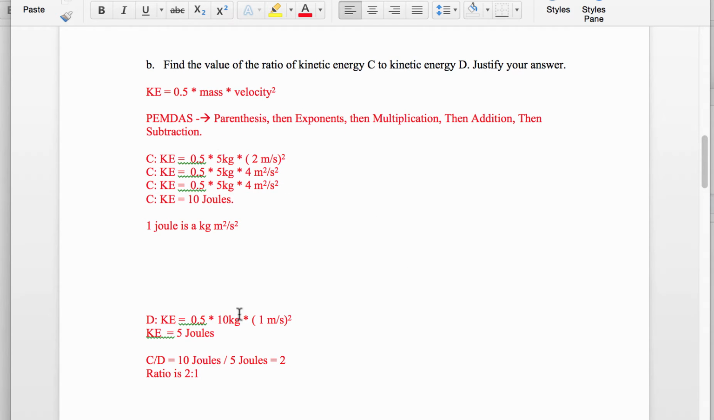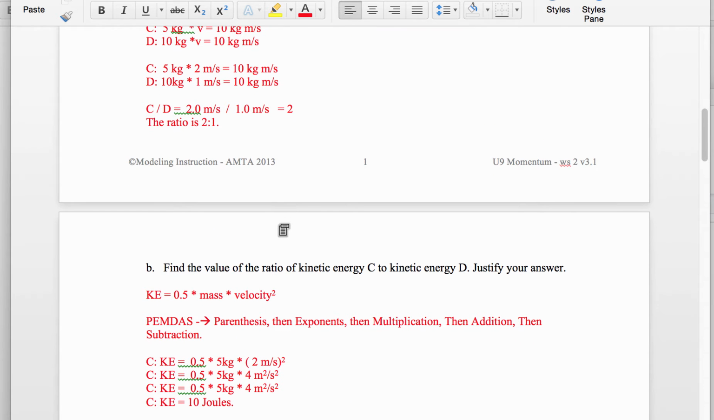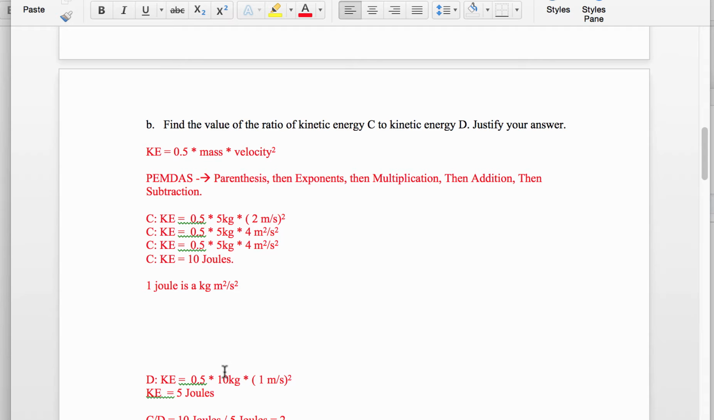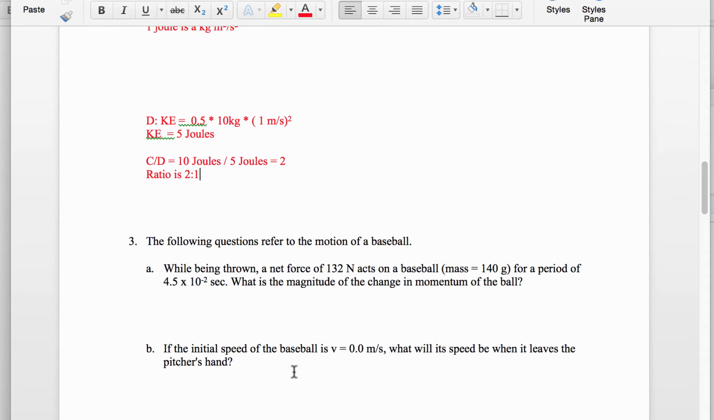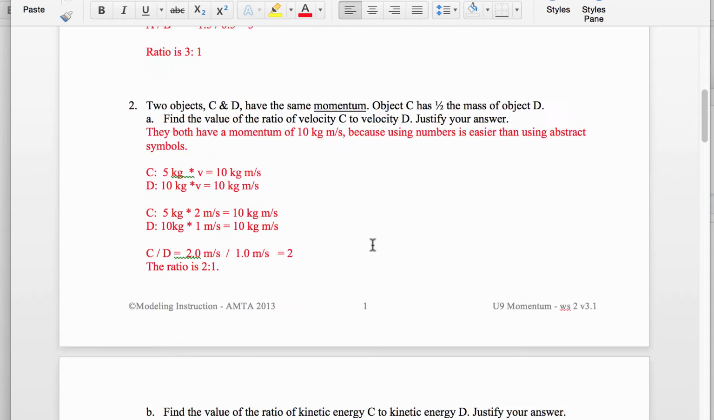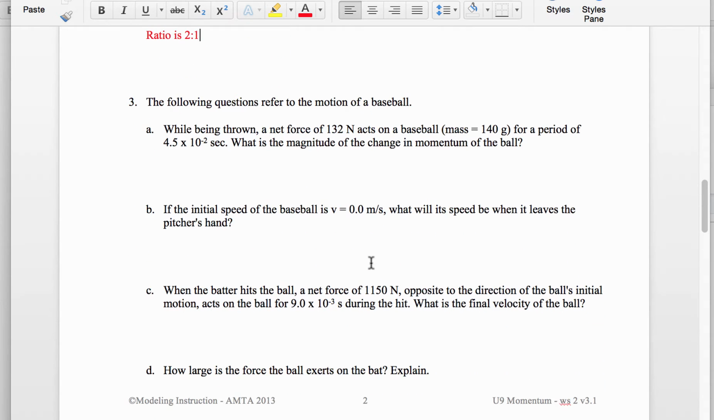So 2 to 1 for both momentum and for energy. Should I do everything right? Yep. Okay. 2 squared is 4, 10. 10 times 1 is 10. 5, yeah, so same thing. Okay, so if the ratios of kinetic energy and momentum will be the same, that's the good way for that.